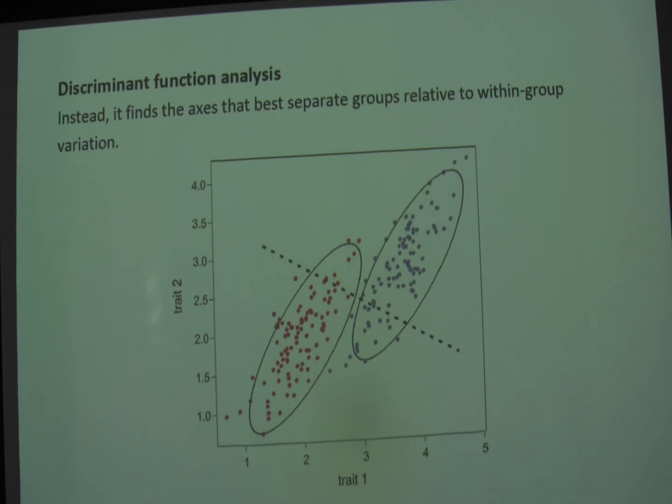Can I just quickly ask a question? What does it mean by relative to the within-group variation there, just to verify?